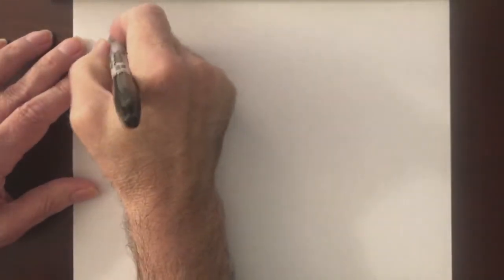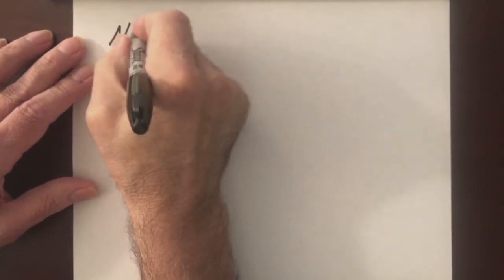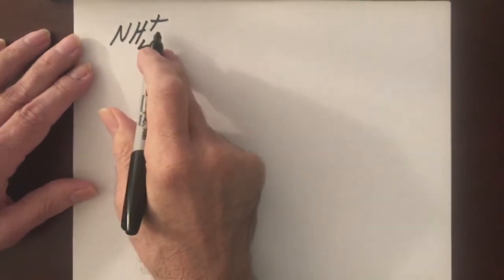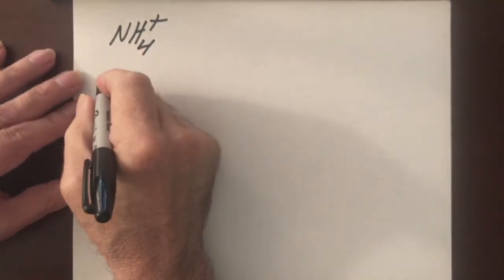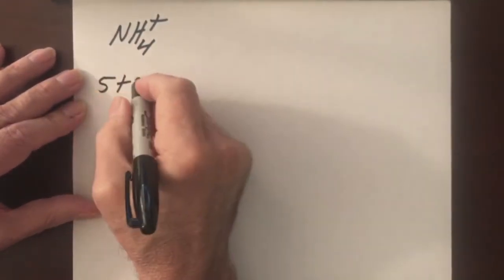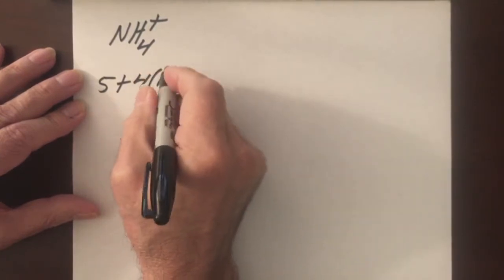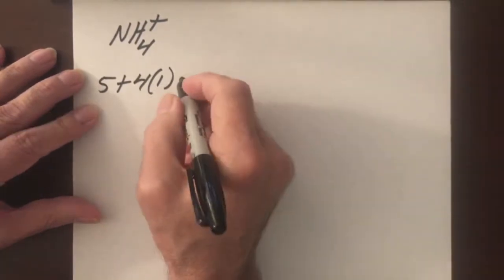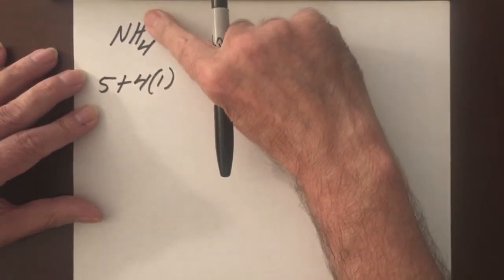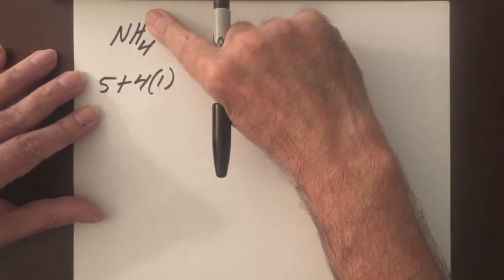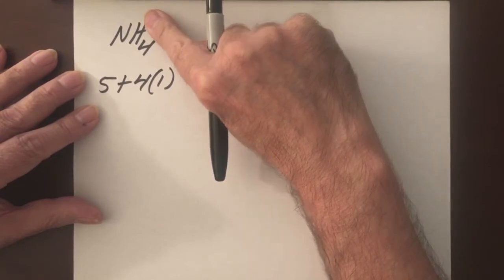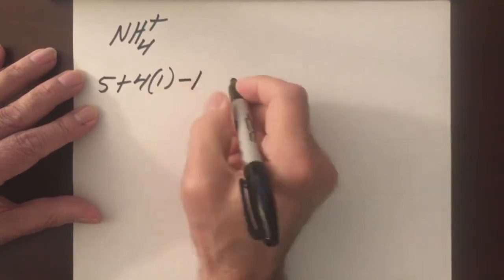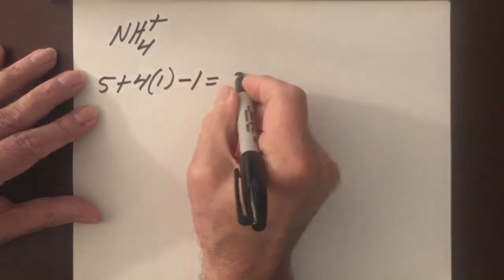Let's try ammonia. I'm sorry, ammonium. Ammonium has a positive 1 charge on it. When I add together all of the electrons, nitrogen has 5, and you have 4 hydrogens, each has 1. Now that's how many electrons we would have if it didn't have a positive 1 charge. But because it has a positive 1 charge, we're going to remove 1 electron, which again gives us 8.